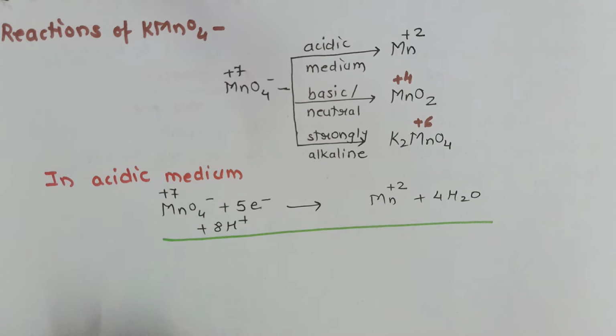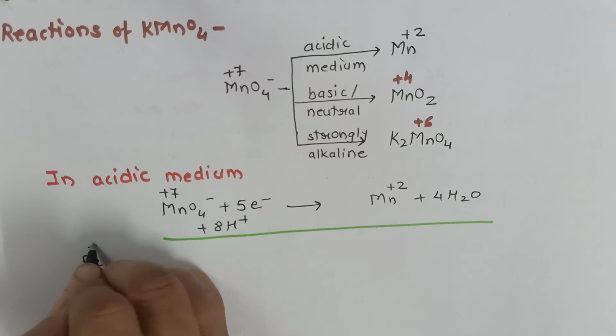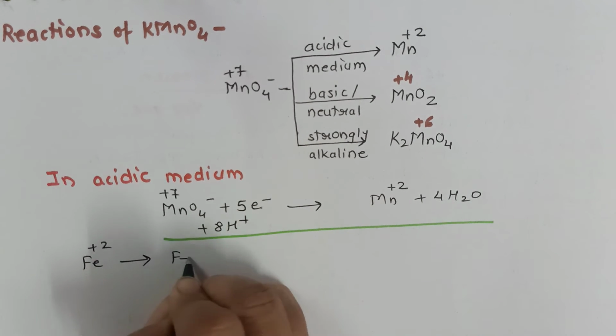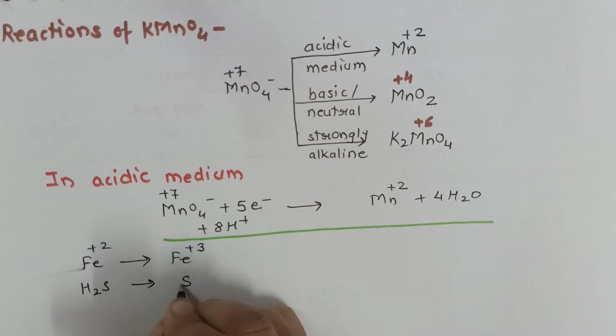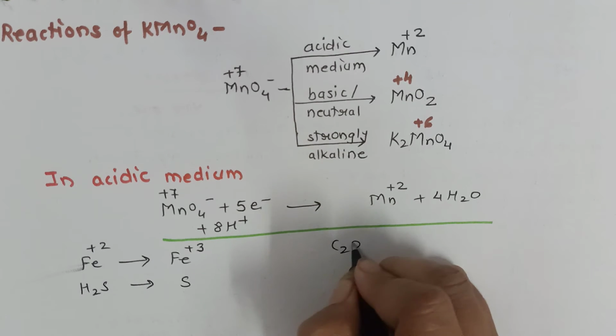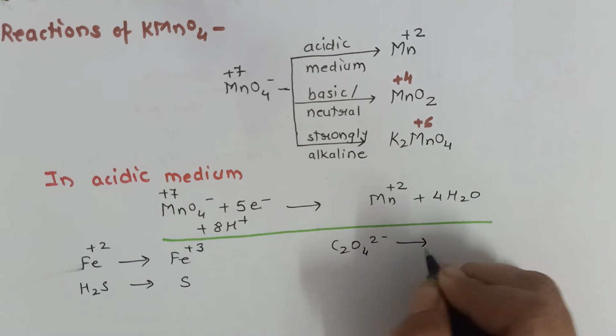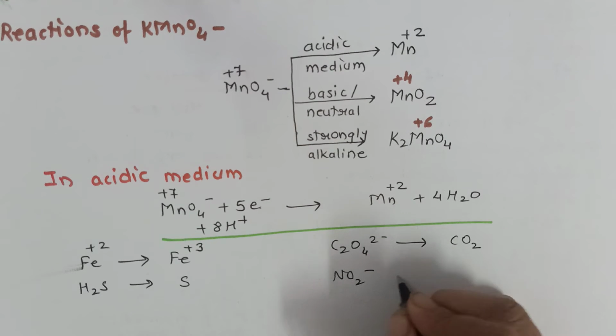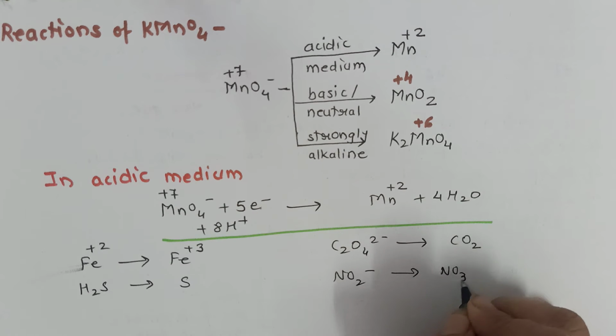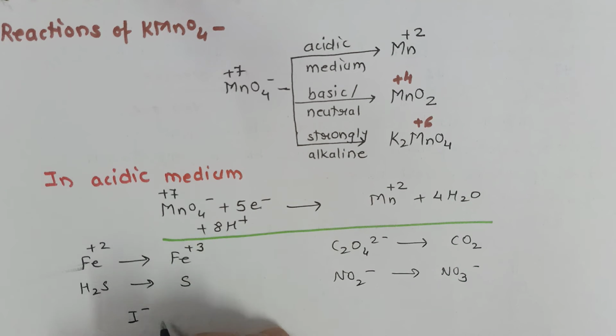In acidic medium, potassium permanganate will oxidize ferrous to ferric, hydrogen sulfide to sulfur. It will oxidize oxalate ion to carbon dioxide, NO2 minus to NO3 minus. It will oxidize iodide ion to I2, and so on.